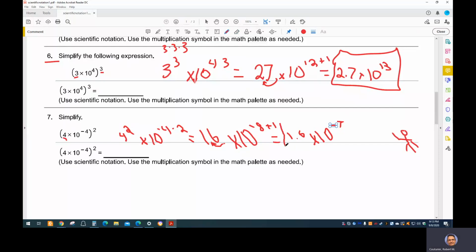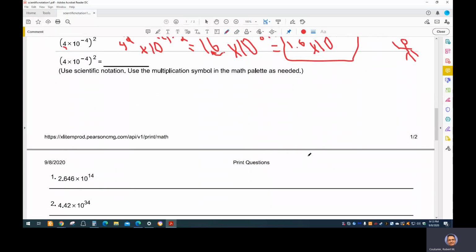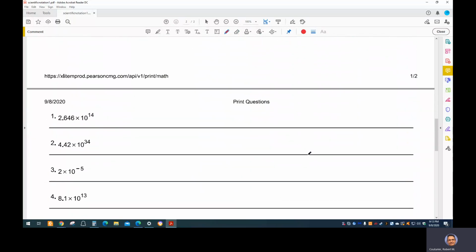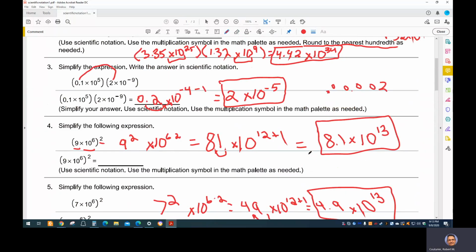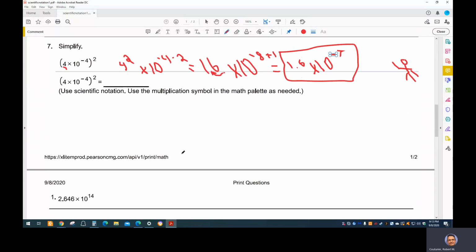So 1.6 times 10 to the negative 7 power. And that would finish up this lesson for us today, guys. We've learned how to add, how to multiply. And guess what? Look, on the bottom of this, I've got all my exponents. So hopefully we did it all right. You go through and check it all. 2 times 10 to the negative 5 power.